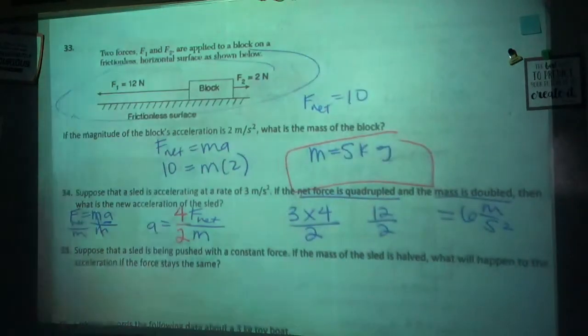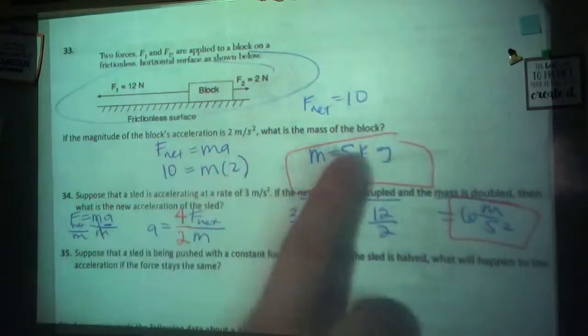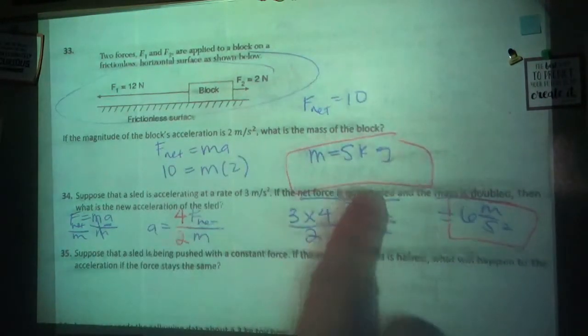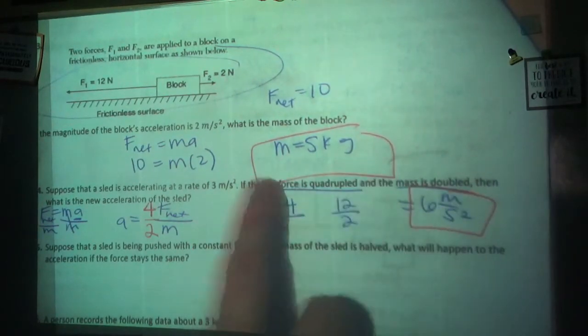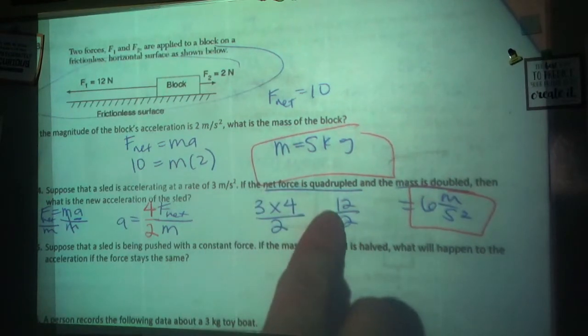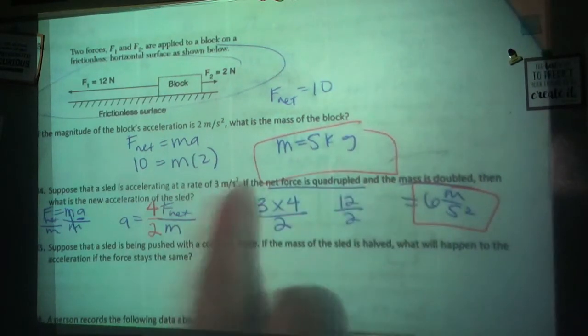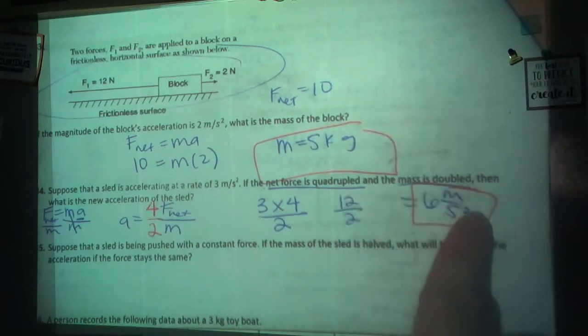Because I did something that would increase the acceleration, more force goes faster, and I did something that's going to decrease the acceleration, heavier will go slower. In this case, it was quadrupling times 4, but then I also doubled it, which is like dividing by the 2, so that would give me my 6 now.